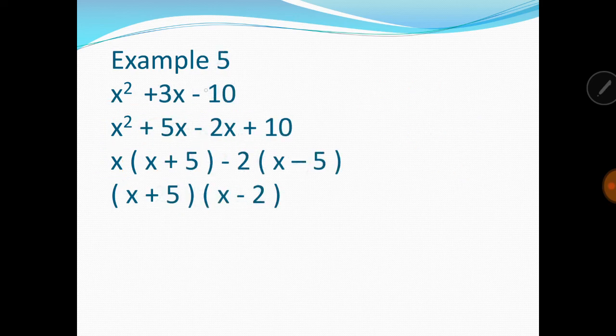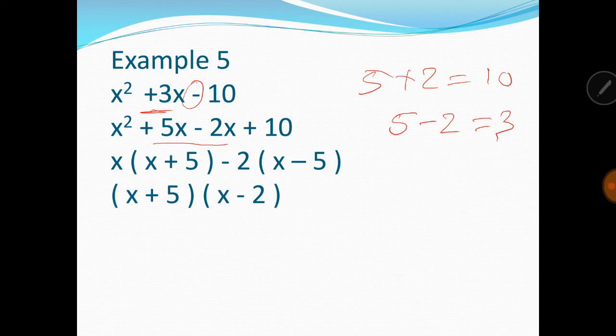Now when you have a minus sign here, then you find two factors that multiply and give you 10, and when you do the subtraction you get 3. So this is 3. So you are getting subtraction from the 2 factors because this is a minus sign. So now you have 2 terms 5x and minus 2x. From the first two terms you have x common, so x plus 5 in the bracket.